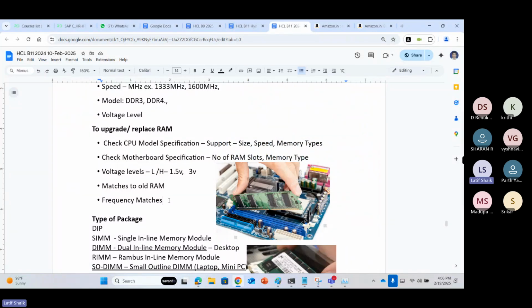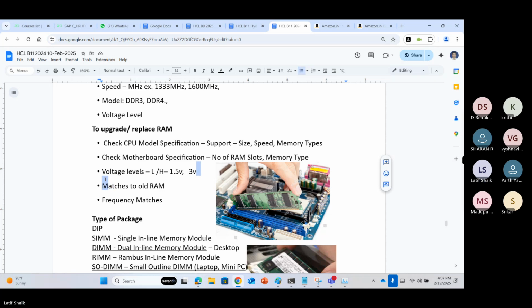Frequencies matching between them is also important. Old RAM and new RAM: already a 4 GB RAM is there and you are adding another 4 GB. Between these two RAMs, whether the frequency is matched or not is also important. Check with the old RAM details and follow the same details for the new RAM. So if the older one is DDR4, add a DDR4 type to it. Okay, check with the old RAM.